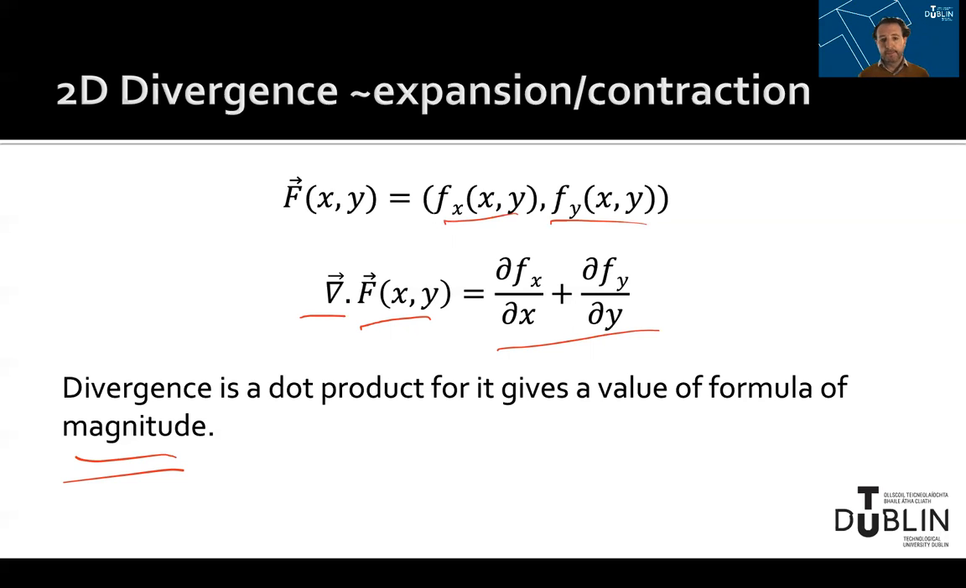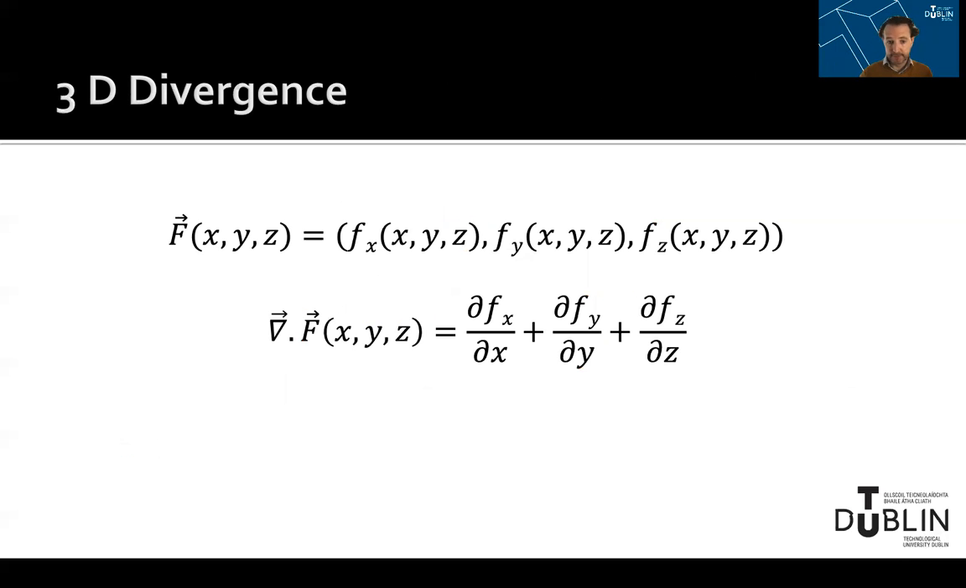You have to remember that. Divergence and expansion is how much does it expand, how much does it contract. It's a number, or a formula for a number, at each different point. And in 3 dimensions, it expands out. The vector field has an x part, a y part, and a z part.